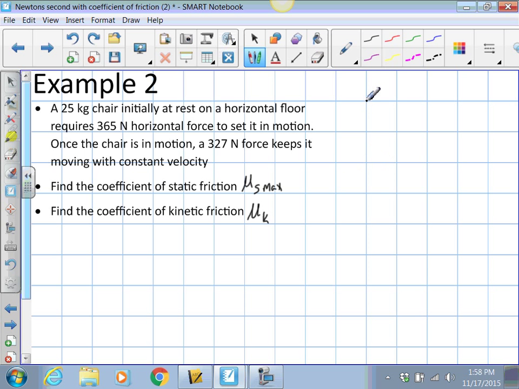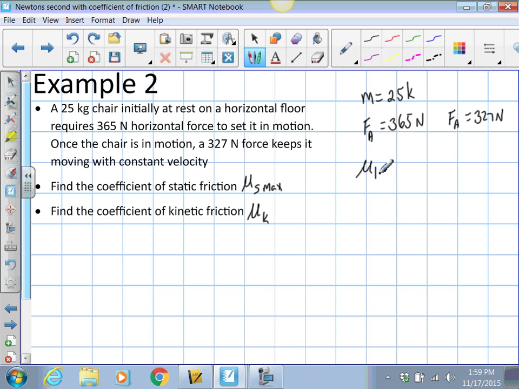Okay, so we have some information. We've got a mass of the chair equal to 25 kilograms. We've got a horizontal force. I'm just going to say force applied is equal to 365 newtons to set it in motion, and then once it begins moving, force applied becomes 327. So we want to find the coefficient of static friction first.